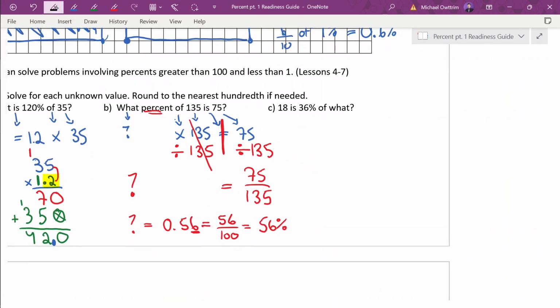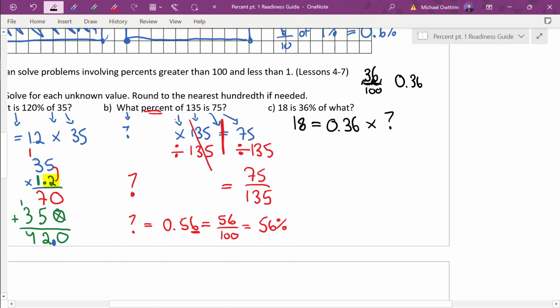Last one, let's set it up the same way. So we got our 18 is just 18. Is an equal sign. 36% we're going to need to convert. So let's go 36 out of 100. Which would move our decimal point twice to give us 0.36 as a decimal. Of is a multiply sign, and what is our question mark?